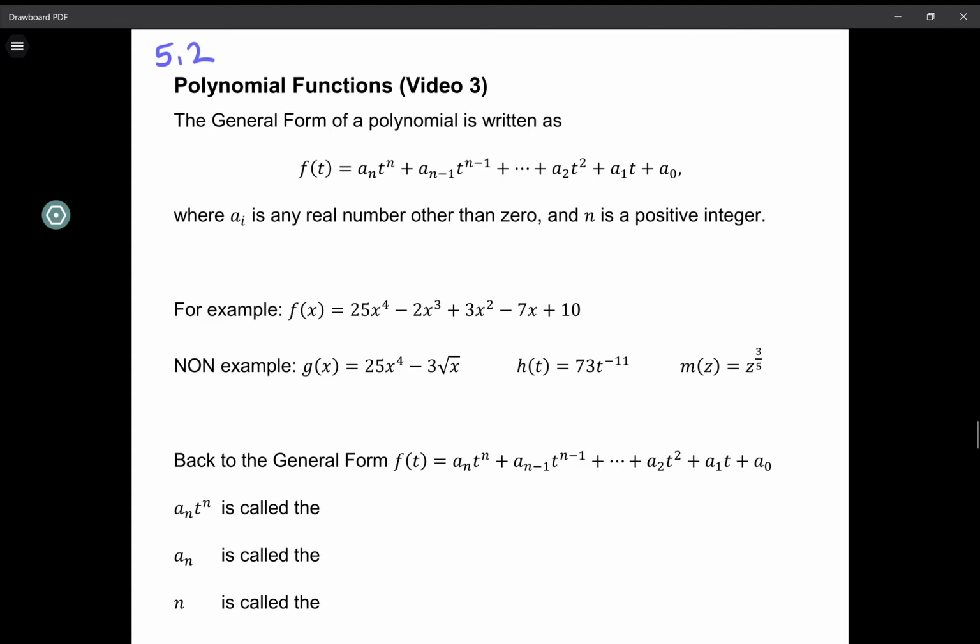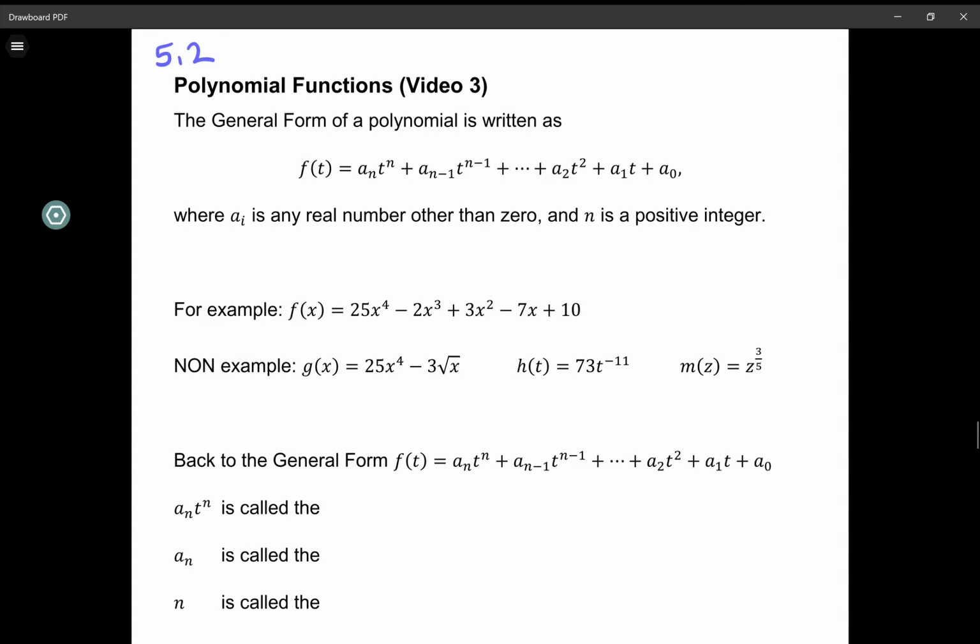The general form of a polynomial function is written as f of t equals a sub n t to the n plus a sub n minus 1 t to the n minus 1 plus dot dot dot plus a sub 2 t squared plus a sub 1 t plus a sub 0. So this is a pretty heavy definition, but it's really not so bad once you start working with it. Let's look at an example.